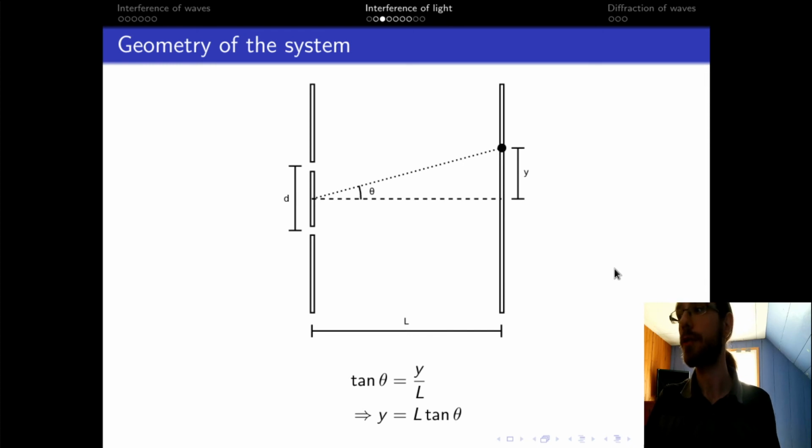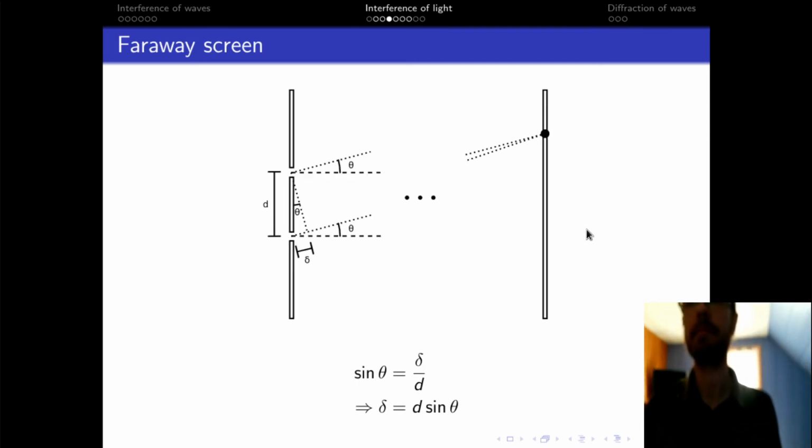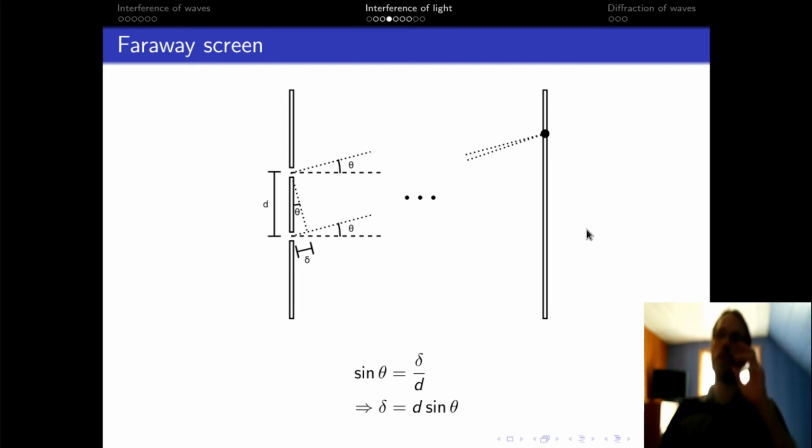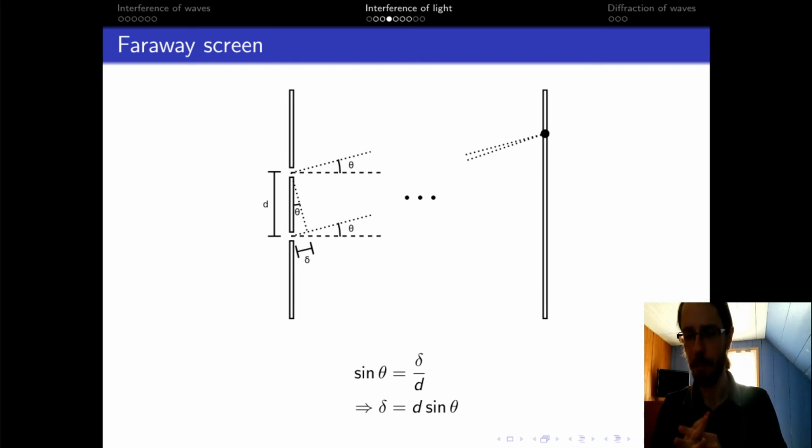So just by geometry, with some general point of the screen and some general distance between the two, this is a 90-degree angle. So we can write the tangent of this angle as y over L. Very general so far, no approximations. Next, we'll have to make an approximation to continue.